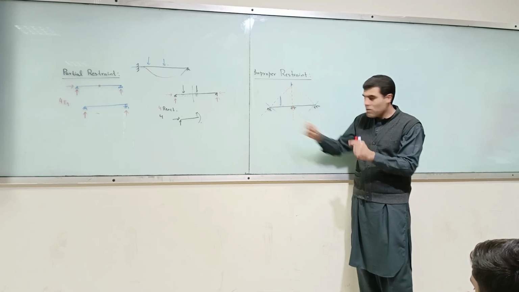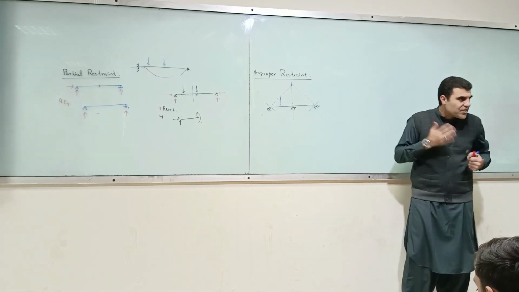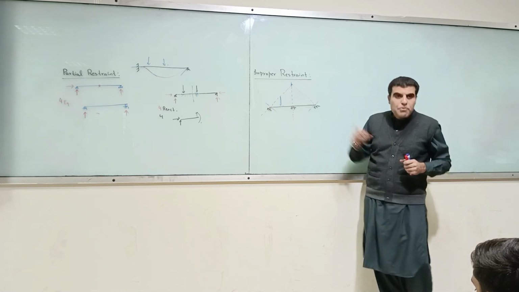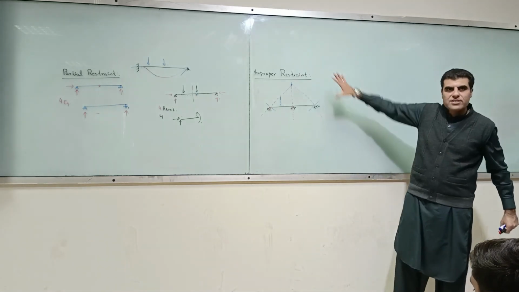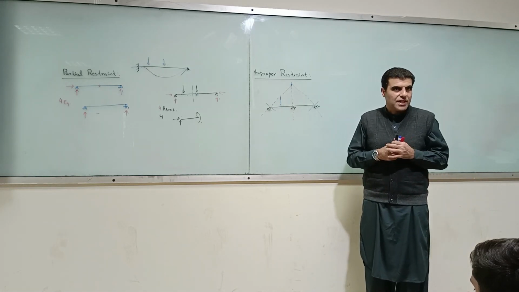This beam will start rotating. Why? Because the reactions won't give any resisting moment. Do you understand my point? So this is called improper restraint. You will always avoid this sort of restraint. Okay? Is that okay? Any question? Please ask.